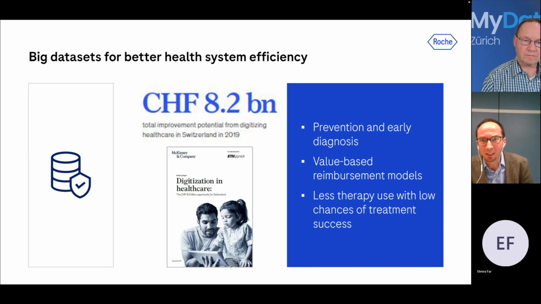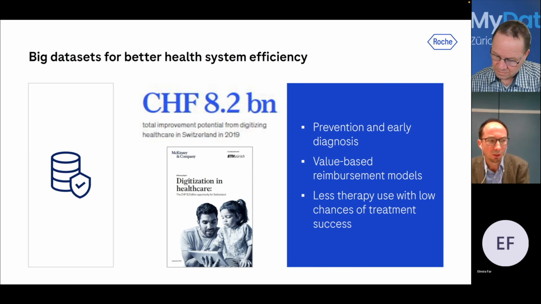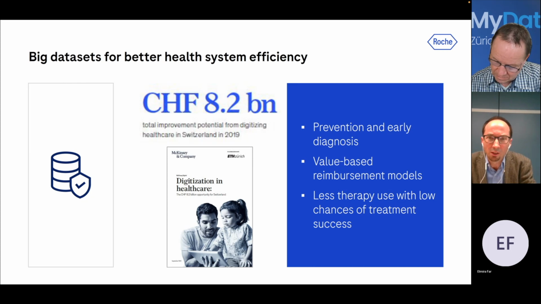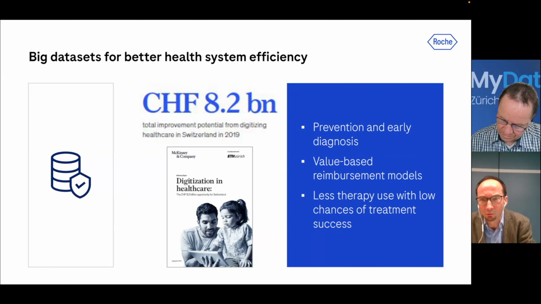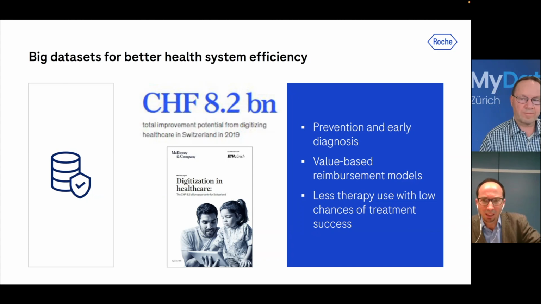There are ways to, and that's something we are very interested in as a company, move to much more value-based reimbursement models from just volume-based reimbursement. And last but not least, right now a lot of spending is also on therapy use, where, although there is an approval, it's not always upfront clear for the individual what the treatment is for and what the chance of treatment success is. By having the delivery of healthcare embedded in a healthcare system that's fully data enabled, a lot of this becomes possible, which is ultimately better care, but also much more health system efficiency with financial gains.